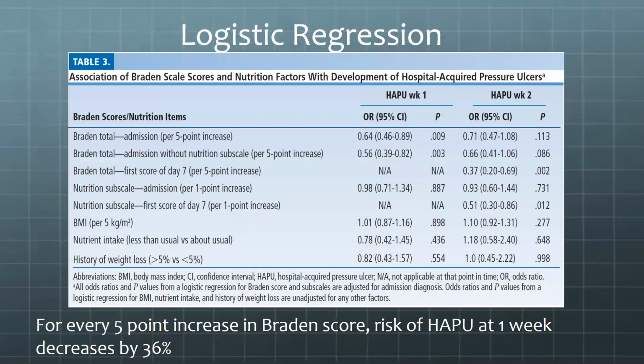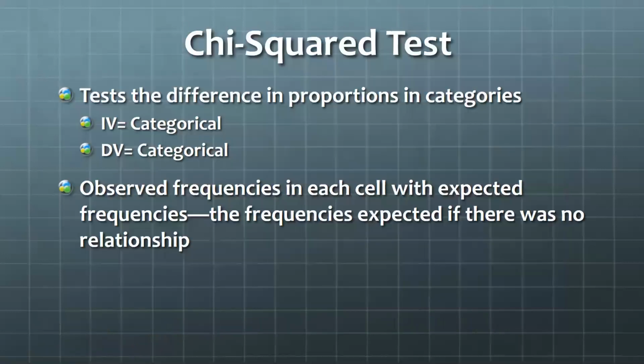Here's an example of that: every 5-point increase in the brain scale, the risk for hospital-acquired pressure ulcers at 1 week decreased by 36%. So this is our outcome variable. This is our predictor variable. And so this would be an inverse or a negative relationship.